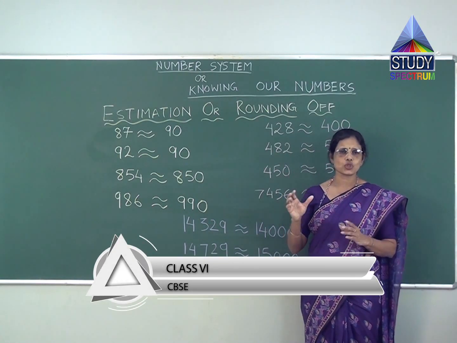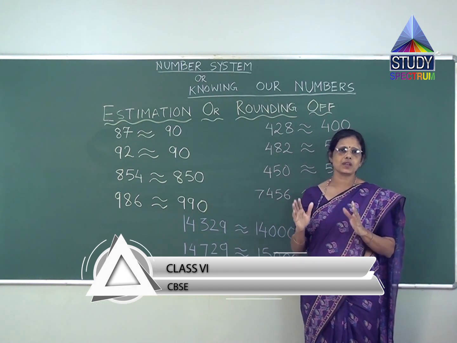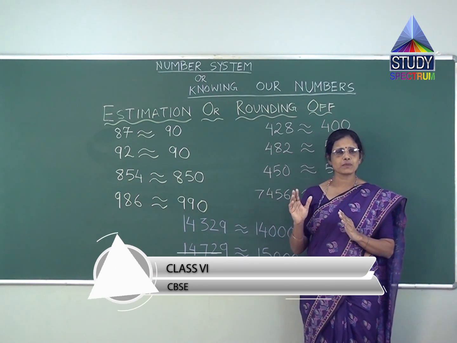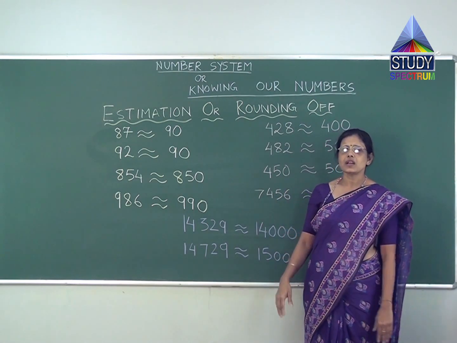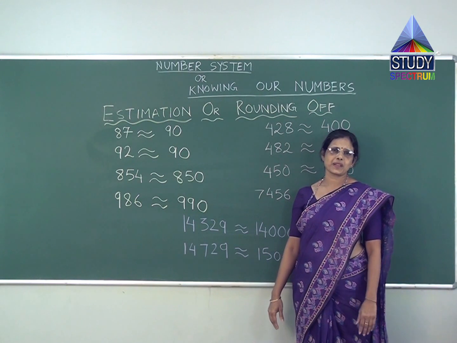The last digit of the given number should always be 0. That you keep in mind, the last digit will always be 0. This is called rounding off. Now, different ways you can express the rounding off.